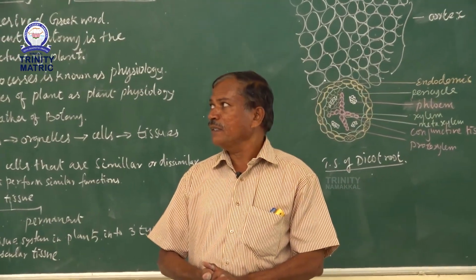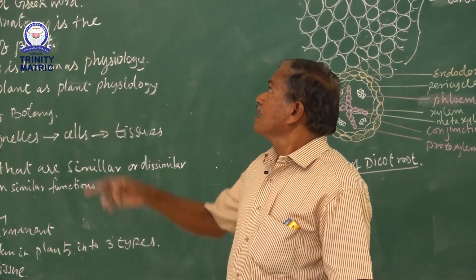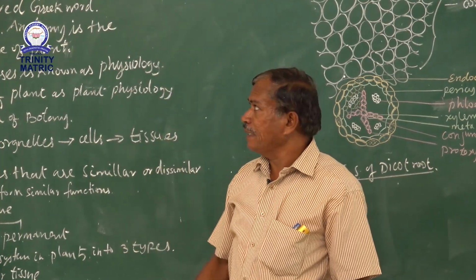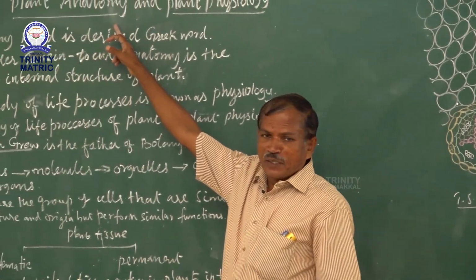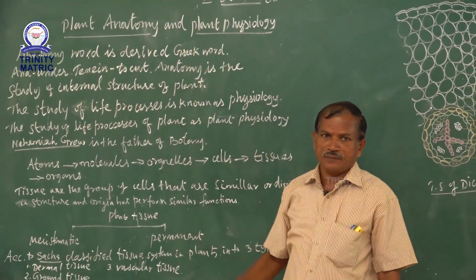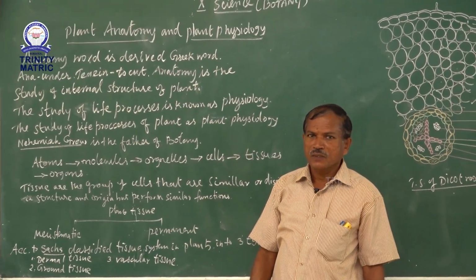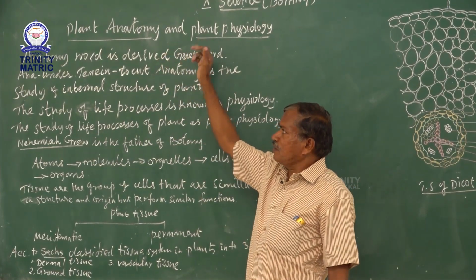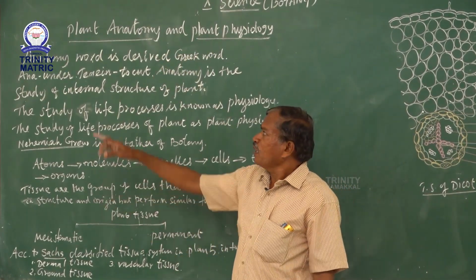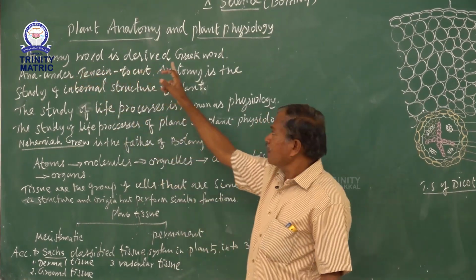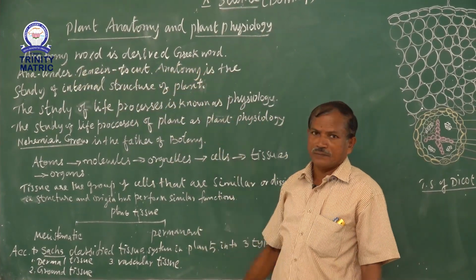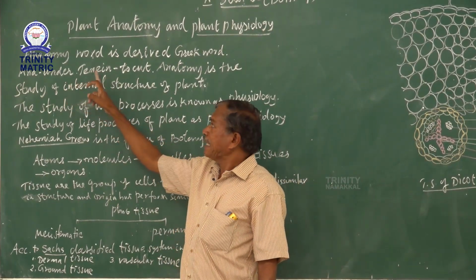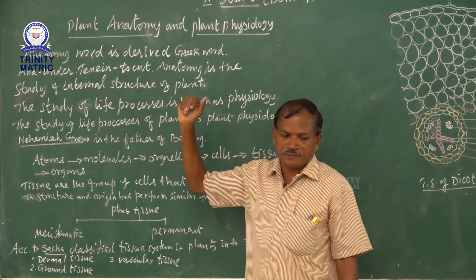Now we will see the 10th standard science subject botany portion. The lesson title is Plant Anatomy and Plant Physiology. So what do you mean by plant anatomy and plant physiology? The word anatomy is derived from a Greek word. Ana means under, tamen means to cut.